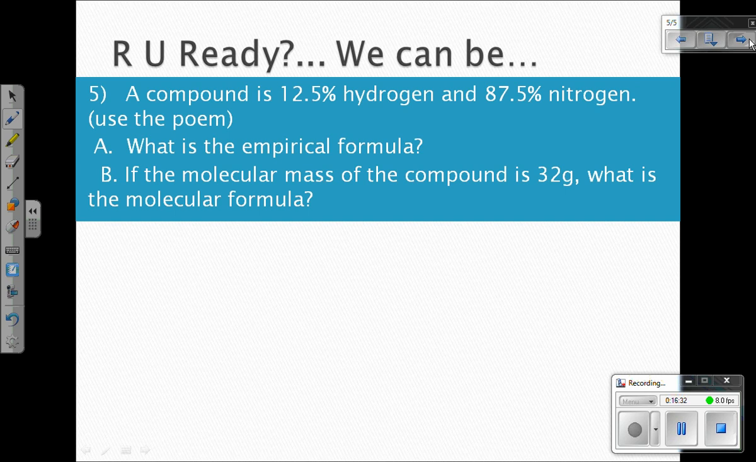This is something that you do need to know: the definition of an empirical formula, and you need to be able to recognize the difference between an empirical and a molecular formula. But I do want to go through this with you just to go through the process.